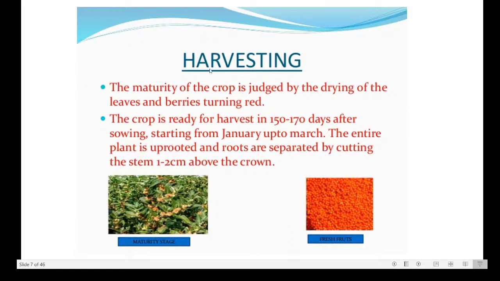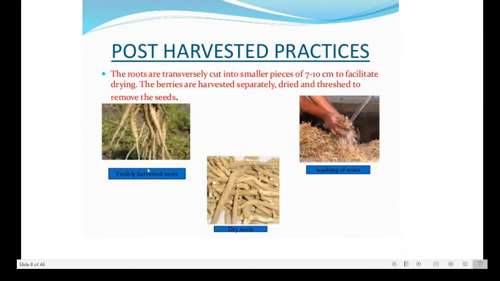When we harvest after 150 or 170 days, the plant will be 2 feet in height. At that stage we can get red fruits, the leaves become mature, and the stem diameter is 1 to 2 centimeters. Then they clean the whole freshly harvested root and wash it. After that they dry the root. This root becomes medicinal powder, herbal powder for many purposes.